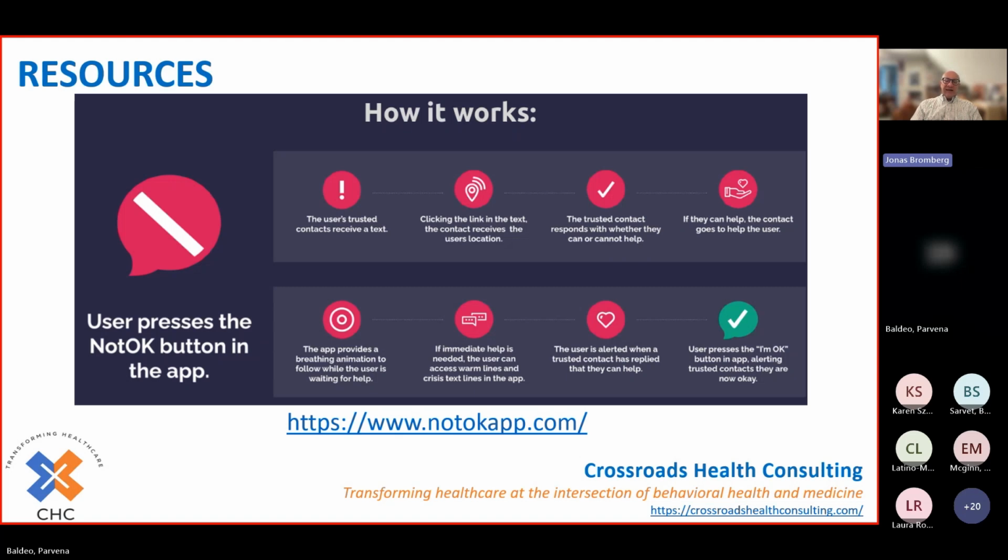The app also provides some really basic, simple ways to reduce the immediate stress or discomfort. And then it provides a way for the patient to send an I'm okay notification out to their contacts when they're in a better place. So it could be a very useful app in some situations. Next, please.